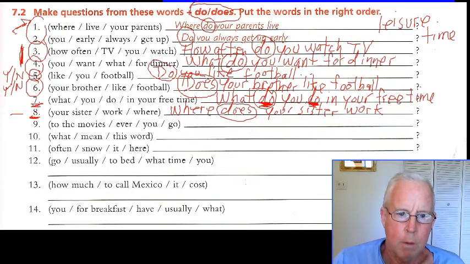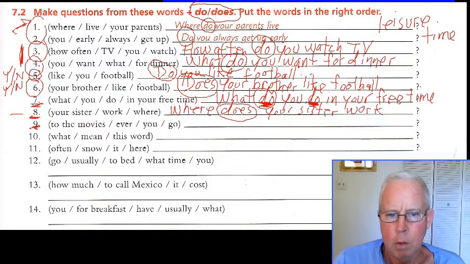The number 9 is back to yes, no. Do you ever go to the movies? And we have to be careful of the position of this one. So it's a yes, no.